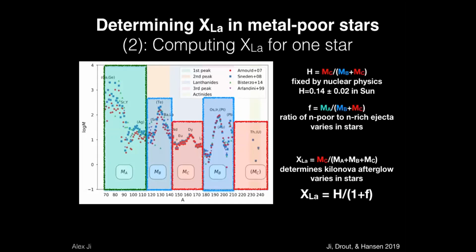Then what we also do is we say, well, the first peak is going to vary because it's going to change depending on how much material is neutron rich compared to neutron poor in the neutron star merger. And so that ratio is going to vary.